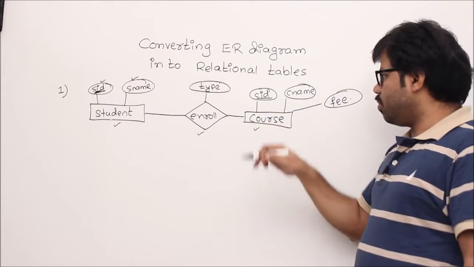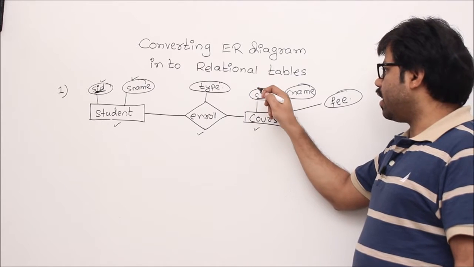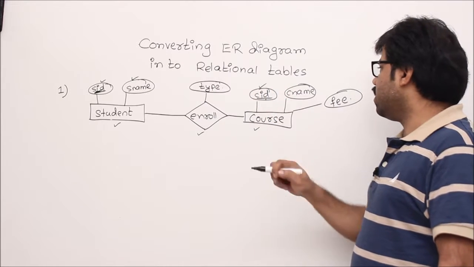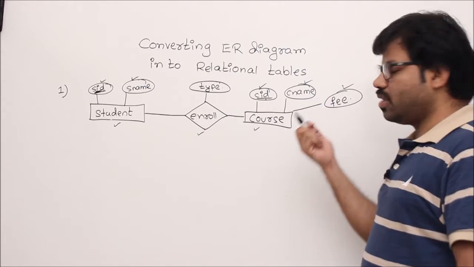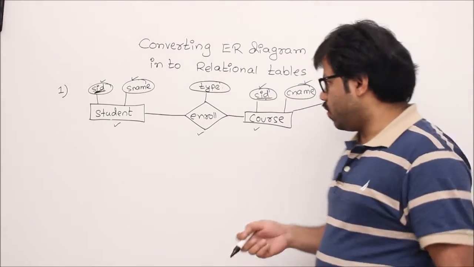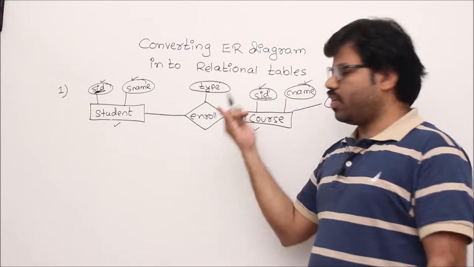Similarly in the course table, make CID the primary key. So we are maintaining this condition. Now course name and fee are just simple ordinary attributes. Now we see the relationship. These two are straightforward, very easy.